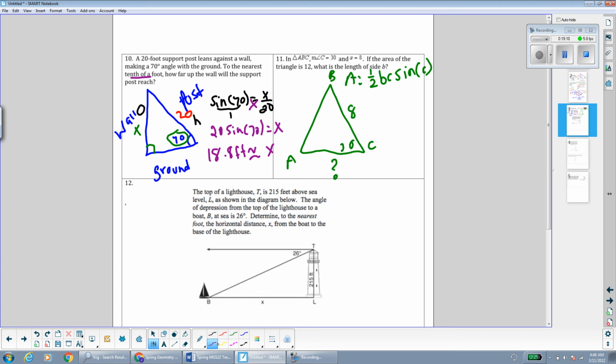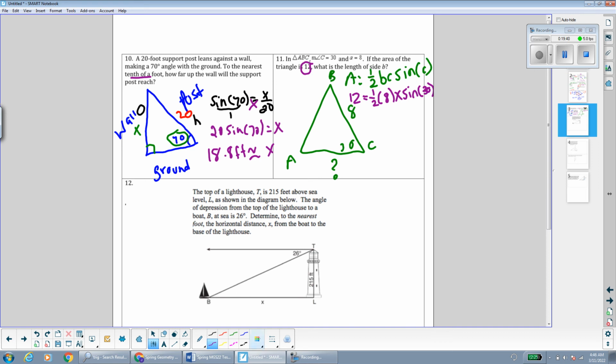We know that the area is 12. So I'm going to plug in 12 for area, and that's equal to 1/2. One of our sides is 8. The other side is the side that we're finding. I can leave that as B or C or X, it doesn't matter. And then sine of the angle in between the two sides, which would be 30 degrees.